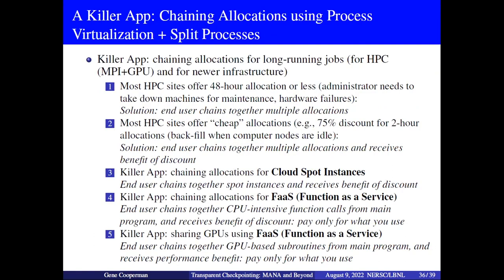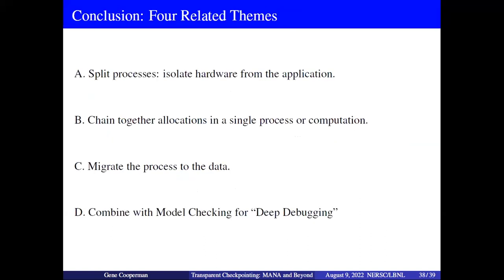Okay, so as I said, killer apps have become very important. The killer app of chaining allocations. We've talked about cloud spot instances, functions as a service. And ultimately, here are the four related themes in this conclusion. We've seen split processes. We've seen chaining together allocations. We skipped over, but we tried to talk about migrating processes to the data instead of migrating data to the process. And then finally, there was the idea of deep debugging using model checking. And I claim that all four of these actually are closely related. And so I hope that the next decade of checkpointing will be even more exciting than the last decade.